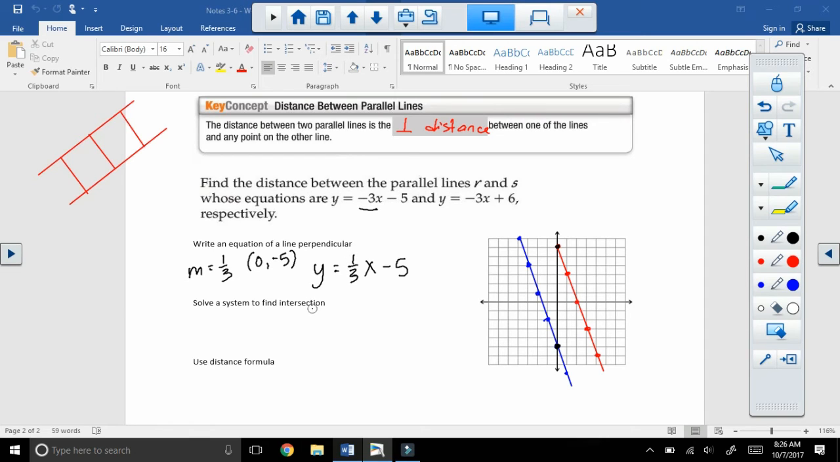Next, I want to solve the system of equations to see where that is going to intersect. It needs to intersect the red line because it already intersects the blue line there. So I want to know where this line, the line that's going to be perpendicular to both of them, intersects this line here. So I'm going to solve a system of equations to find that. And again, I'm going to use substitution because both of these are equal to y, so I can set them equal to each other.